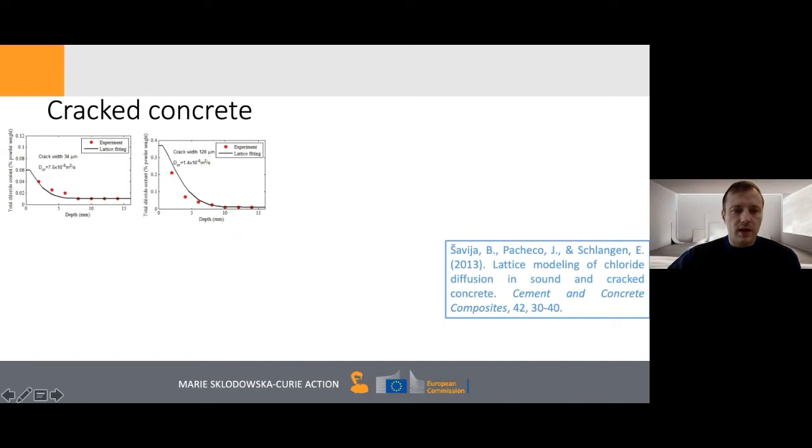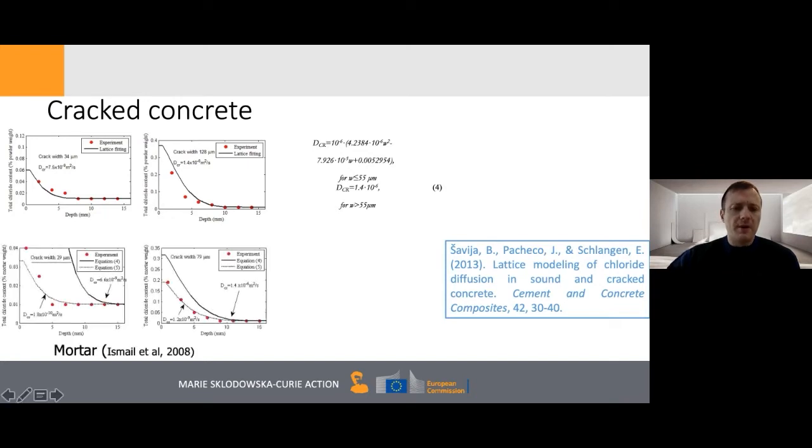So in cracked mortar, I used knowledge from the brick. This is what came out of the brick experiment. There is a relation between the crack width and the diffusivity of chloride. The higher the crack width, of course, the more diffusivity you have in the crack. And then we tried to use that to simulate the same in the mortar. But it turned out that in the mortar, this type of crack diffusivity highly overestimates what happens.